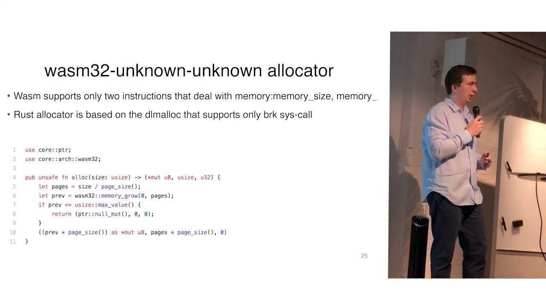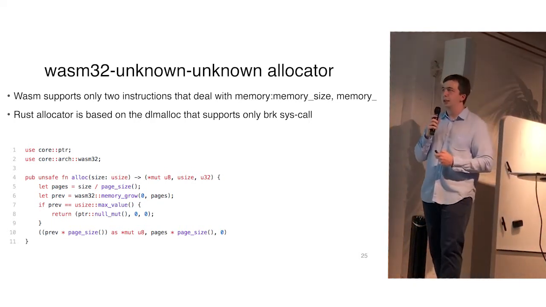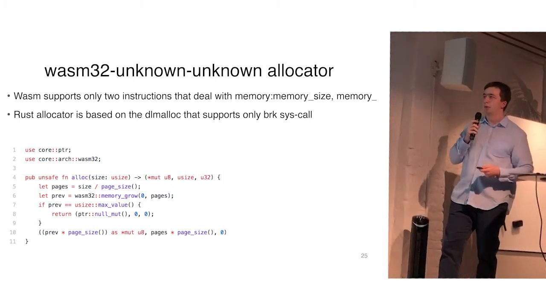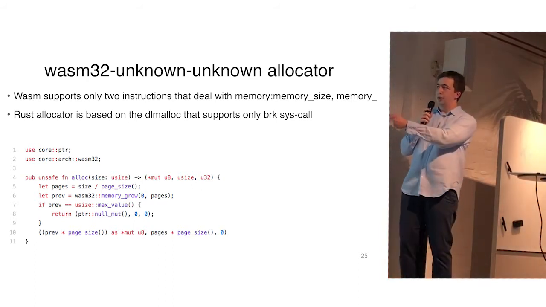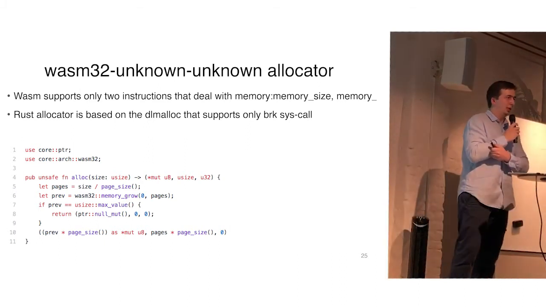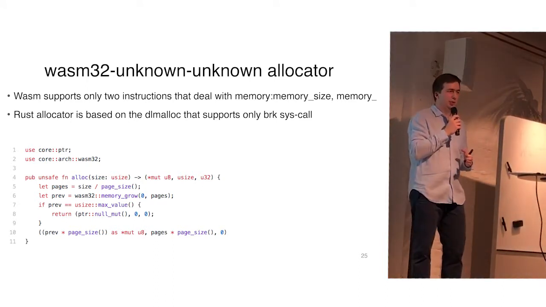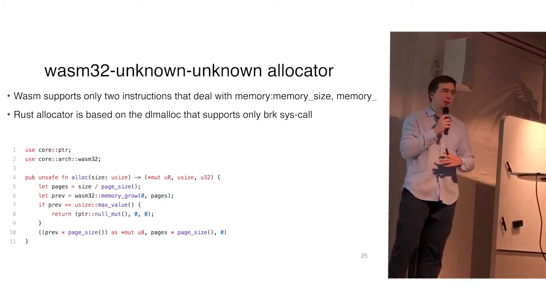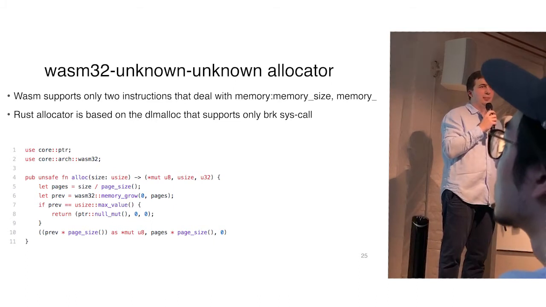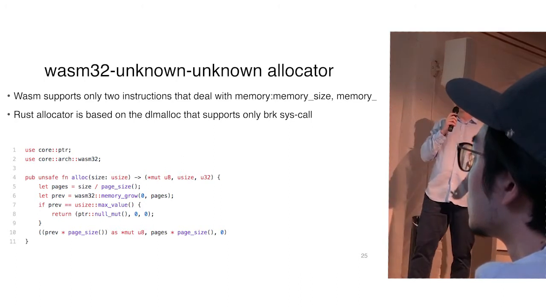But what about dynamic memory? I think it is difficult to write a program that operates only on stack. WASM supports only two instructions for dealing with memory: memory.size and memory.grow. And the Rust allocator in this target uses dlmalloc under the hood. dlmalloc, by Doug Lea, is the most common malloc, and it is based on two system calls, brk and mmap. The mmap syscall allocates memory somewhere in your address space, and brk increases a special continuous area of memory inside your address space.